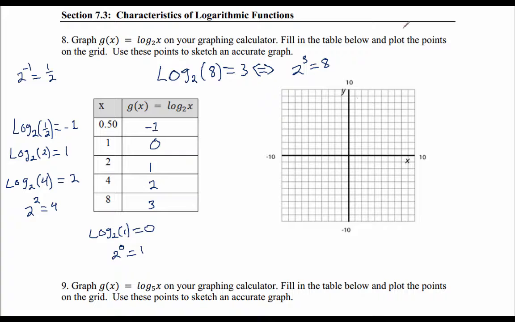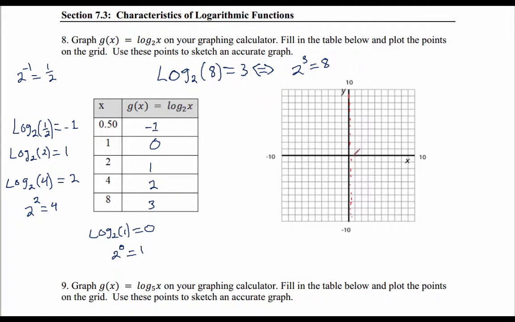All right, so let's go over here and let's plot these. Let's make ourselves, let's make it in red here, a dashed line on the y-axis here because the y-axis is acting as a vertical asymptote. Okay, and now we come in and we plot these points.